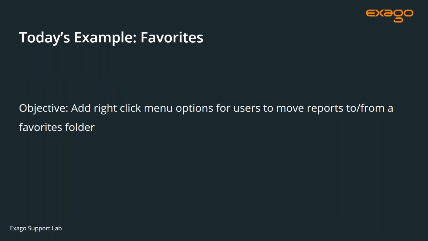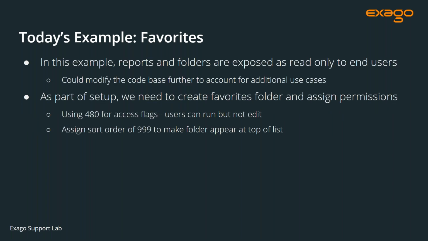So for today's example, we're going to be looking at the implementation of a favorites folder. The objective here is to add a right-click menu option so that users can move reports to and from a favorites folder. Now, some things to mention about this example. This is actually going to be for an actual client, and in this client's environment, reports and folders are exposed as read-only to end users.